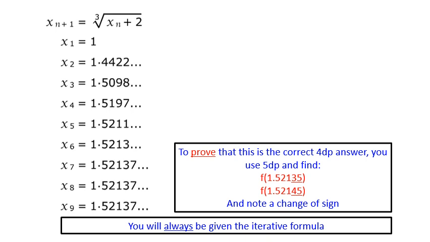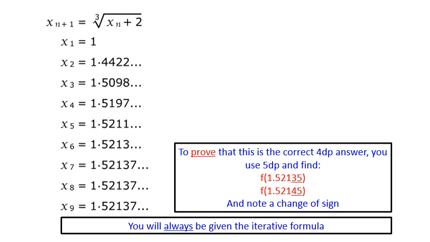So your screen should now say cube root of answer plus 2. And when you press equals, you'll see 1.4422. That's rounded to 4 decimal places. Now, if you press equals again, it will use that 1.4422 and put that back into the formula. And you'll get the next answer, 1.5098. If we press equals again, we get 1.5197. And you can now just keep pressing equals over and over again, and you'll very quickly get the next set of answers. This is much quicker than typing that formula in many times.